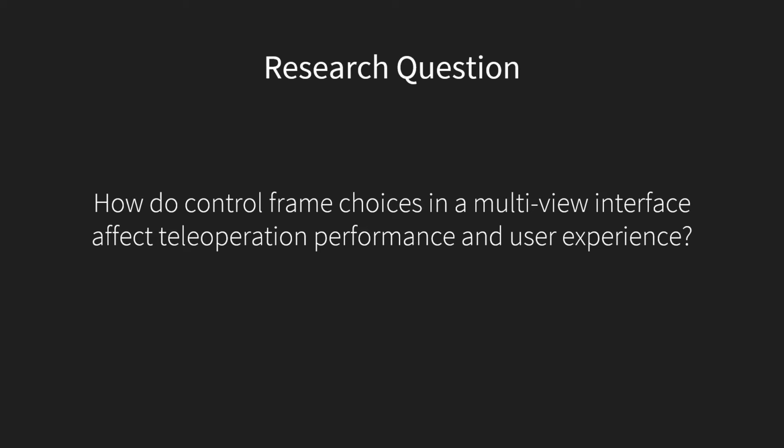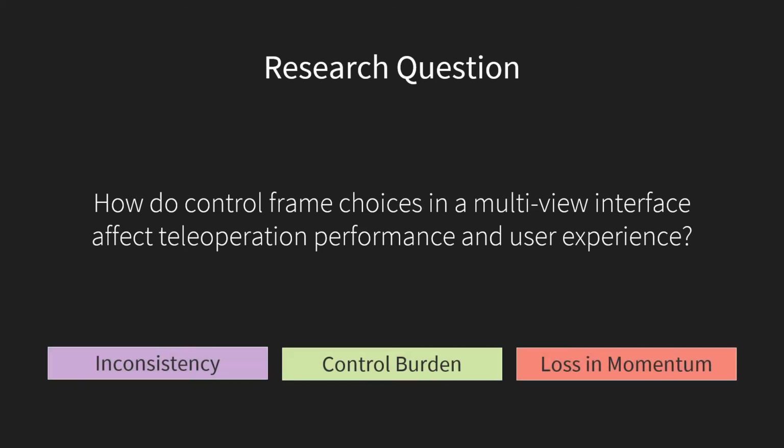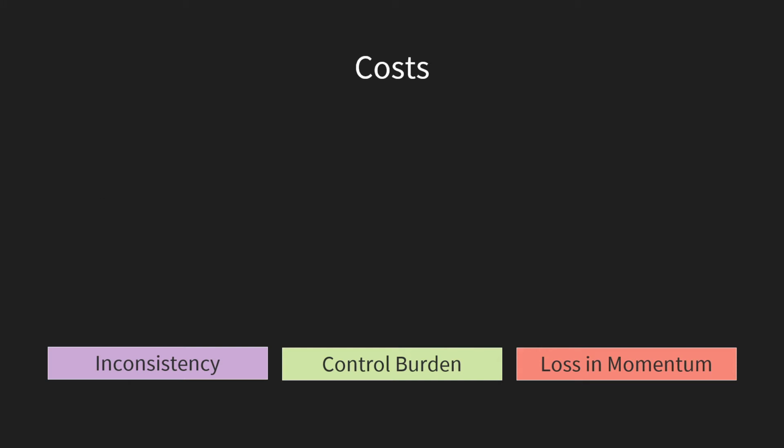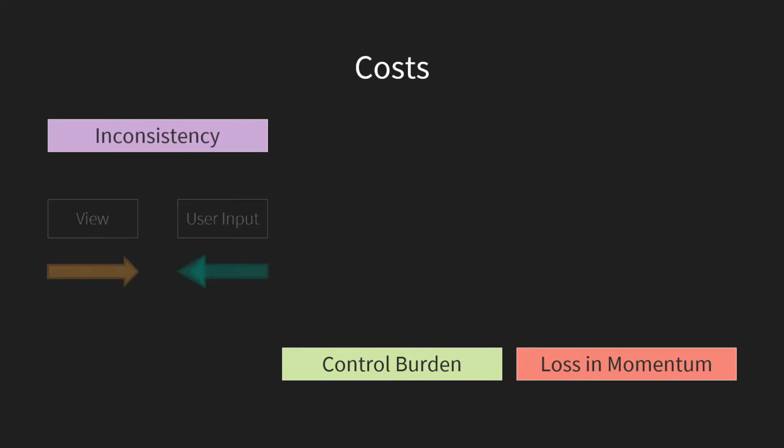At the crux of answering this research question are the costs associated with various control frame choices. We identify 3 costs: inconsistency, control burden, and loss in momentum. We've already discussed the inconsistency that can sometimes exist between the view and the direction of user input, which requires additional mental transformations for control. This can increase the user's cognitive load and reduce task performance.